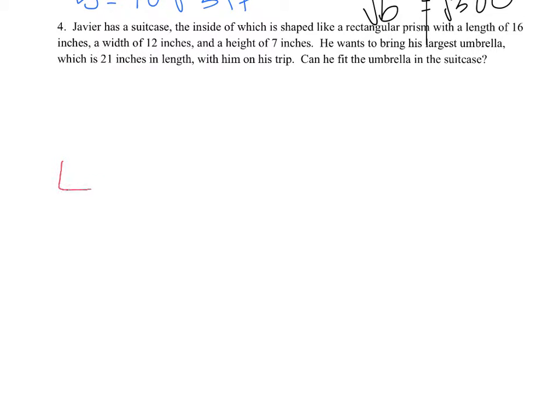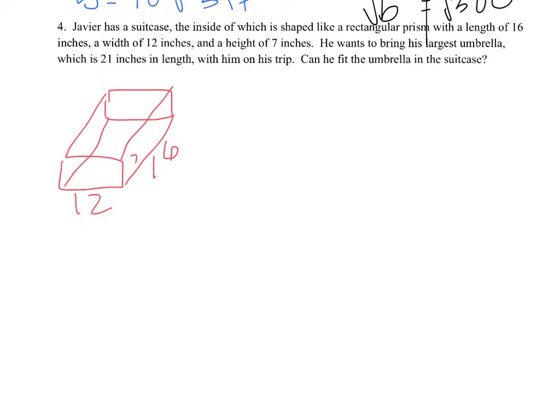Well, I'm going to draw the suitcase here, best I can. Rectangular prism. Just going to draw 2 rectangles and connect all of the corners together. We have a 16-inch length, a 12-inch width, and a 7-inch height. Now we're trying to see if a 21-inch umbrella will fit in here. We know it's not going to fit straight across lengthwise. That's only 16 inches. 21 is not going to fit in there.